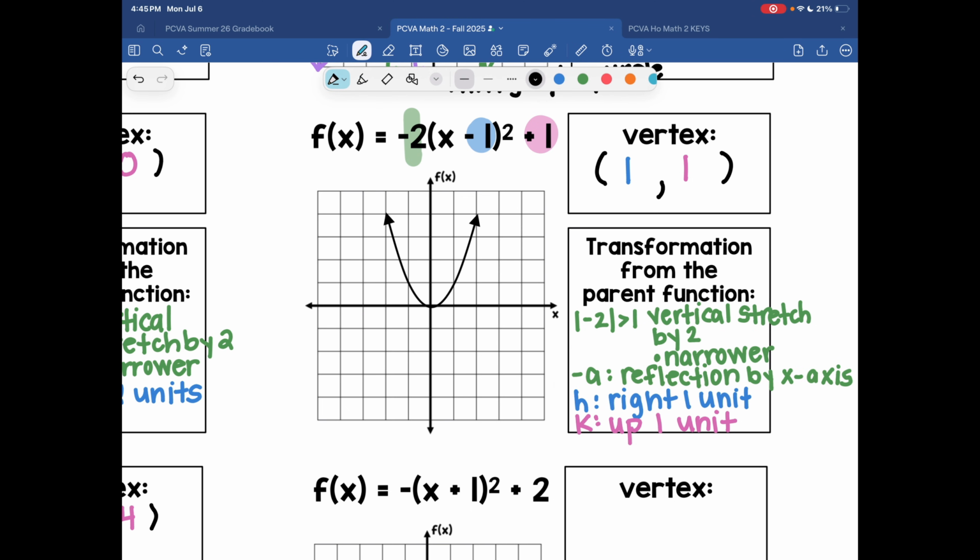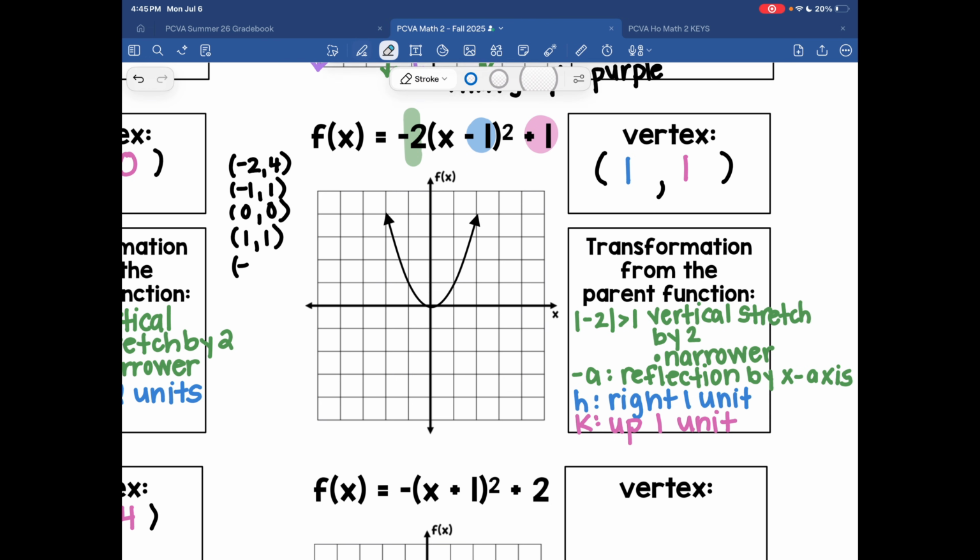So this time, my initial points are -2 and 4, -1 and 1, 0, 0, 1, 1, and +2 and 4. So we are still going to be multiplying. We're going to apply the A value first. We're going to multiply all of the y's by -2. So if I multiply 4 times -2, that's going to be -2, -8. Well, that's obviously not going to fit on my graph, so we'll leave that one out.